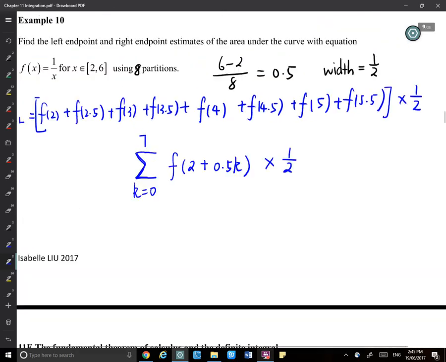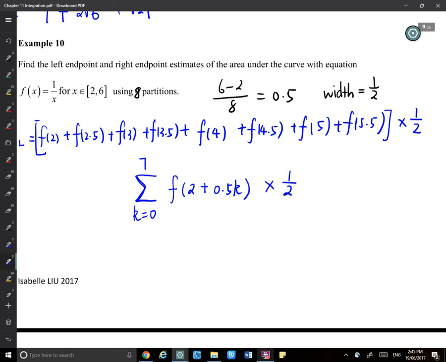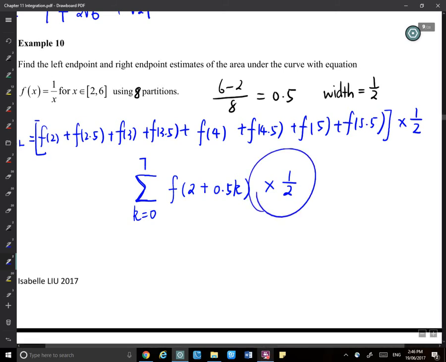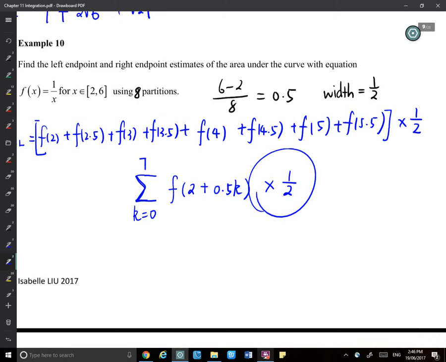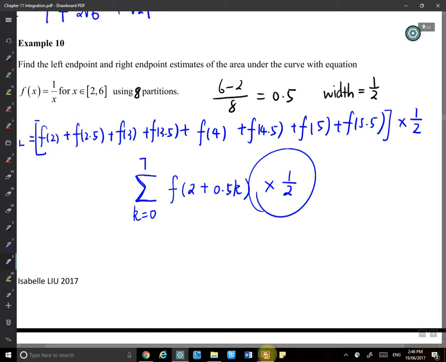What that means, let's have a think. When you sub 0 in, you will have F2. When you sub 1 in, you will have F2.5. When you sub 2 in, you will have F3. When you sub 7 in, you will have F5.5. So it's the last one. So they're exactly the same expression as what you have there. But you just put that into the calculator really quick. Just use like 2 seconds to put that in, rather than adding 8 things together and then times by a half. But remember, times a half here, because it's all a sum, you times the half together with the term.